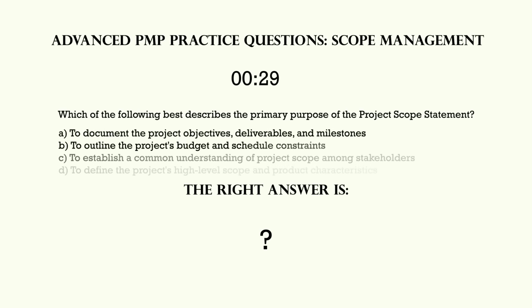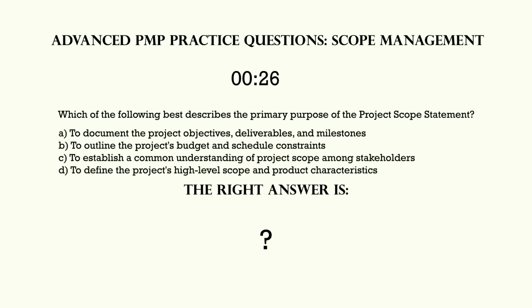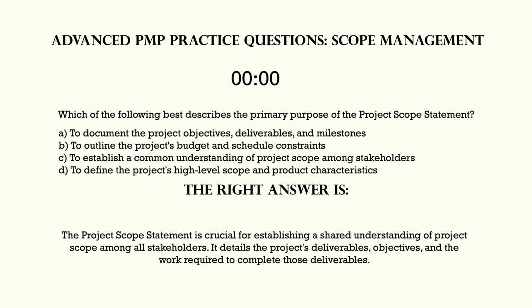Which of the following best describes the primary purpose of the project scope statement? The project scope statement is crucial for establishing a shared understanding of project scope among all stakeholders. It details the project's deliverables, objectives, and the work required to complete those deliverables.